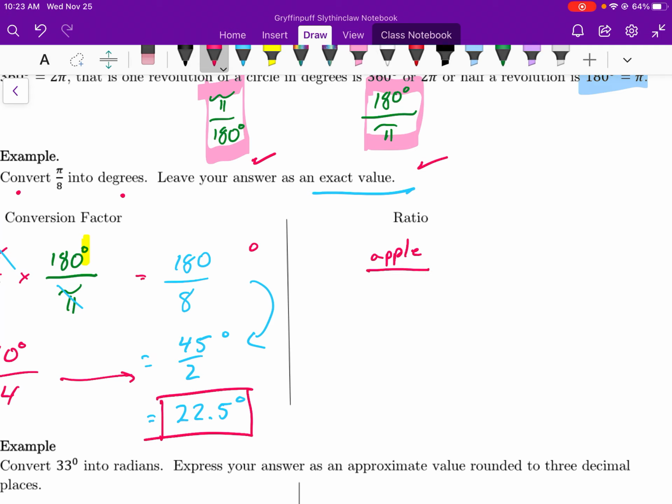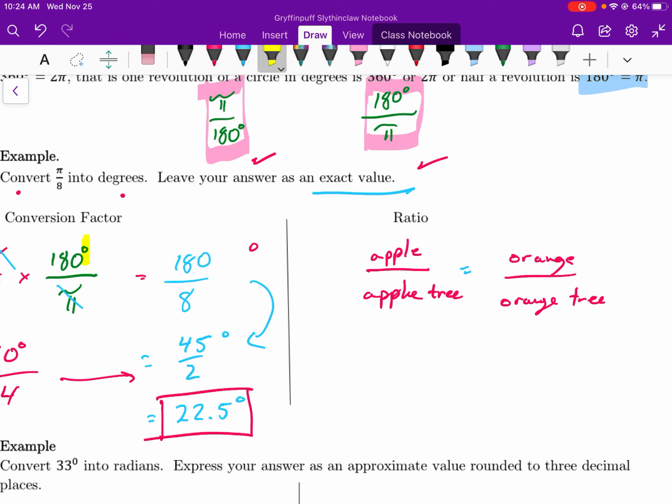apple is to apple tree as orange is to orange tree. What? I know it's a goofy saying, but it helps me set up a ratio. Apple is to apple tree, as orange is to orange tree. So really a ratio is you set up two ratios and equate them to each other. And there should be some beautiful, beautiful symmetry about them.